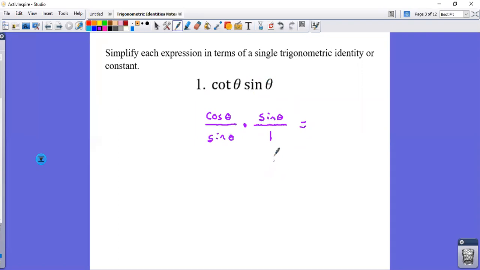If you have expressions that are the same on top and bottom, you can always reduce them out. Sine and sine would cancel out. So in this one, all you're left with is cosine over 1 or just cosine of theta. So that's what this one would equal. So pretty simple. If you just have expressions, turn them into fractions.